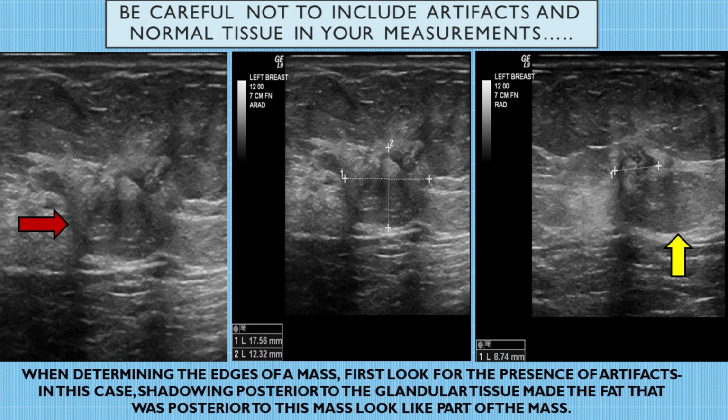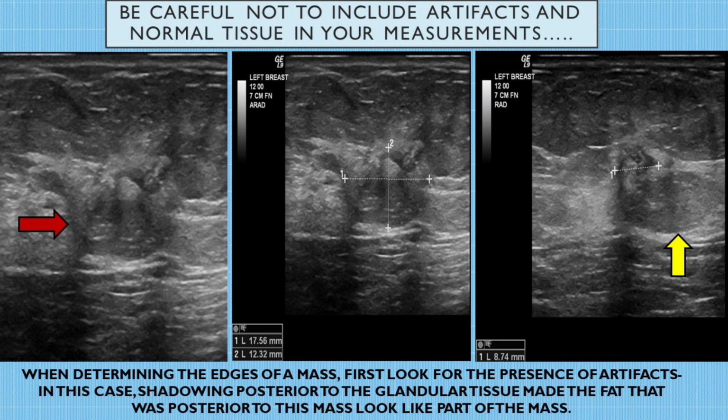So as you turn on this mass, these are clues to help you determine, is this a fat lobule or is it actually a mass? So in this example, this mass in one dimension looked like quite a sizable mass, and that's how the mass was measured. When you turn to the other imaging plane, you can actually see that the posterior border of this area that was measured is actually just a normal fat lobule that's within the tissue.